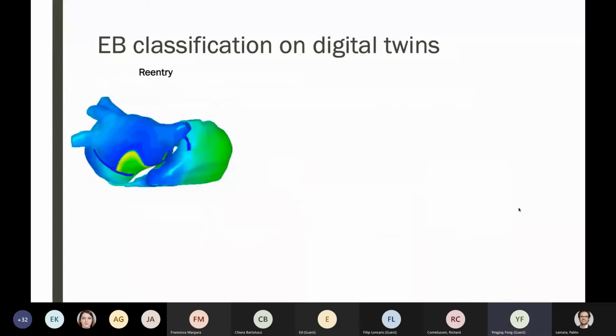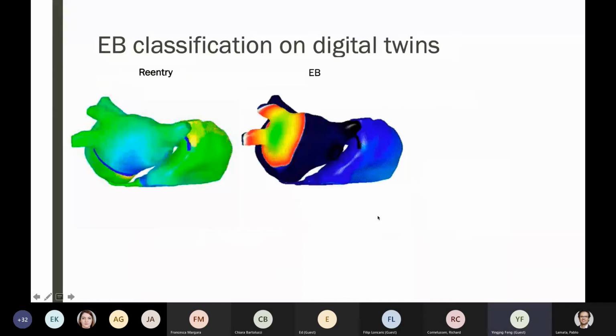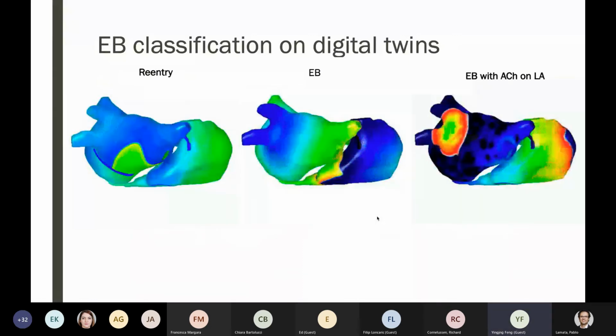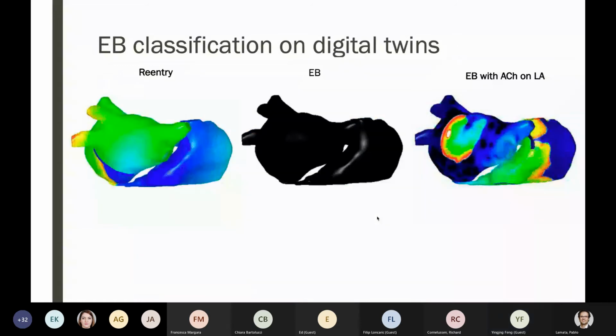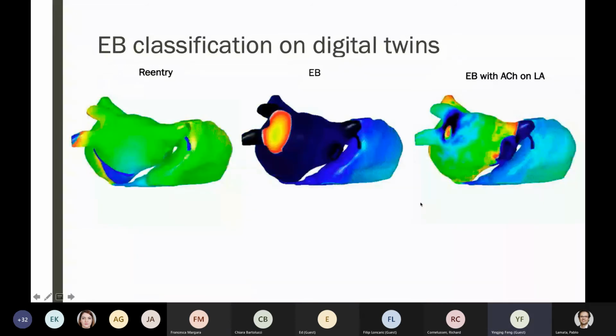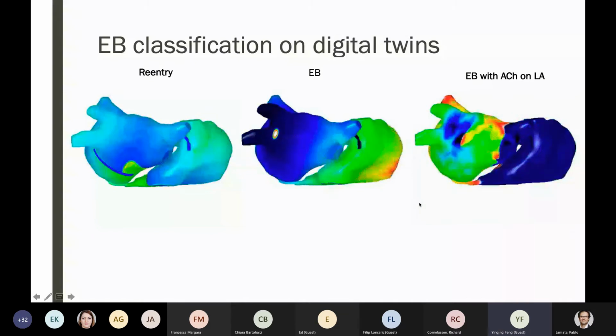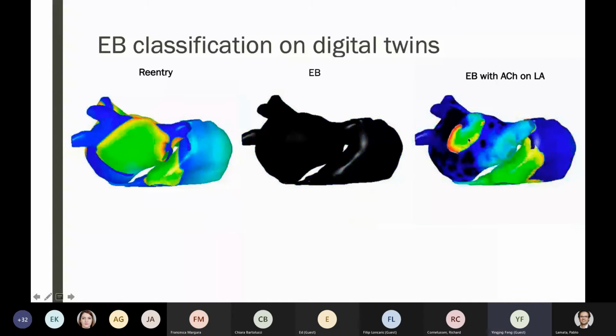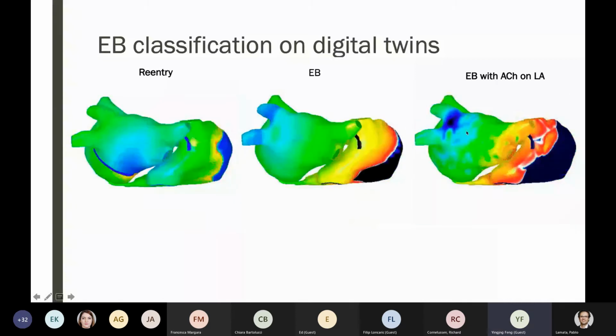So for the EV classification, we model 3 things. First is re-entry types of atrial fibrillation and ectopic beats. And we also added acetylcholine, because ectopic beats can be a very idealized case for the study. With the added acetylcholine distribution, you can see the wave started to grow into little rotors.